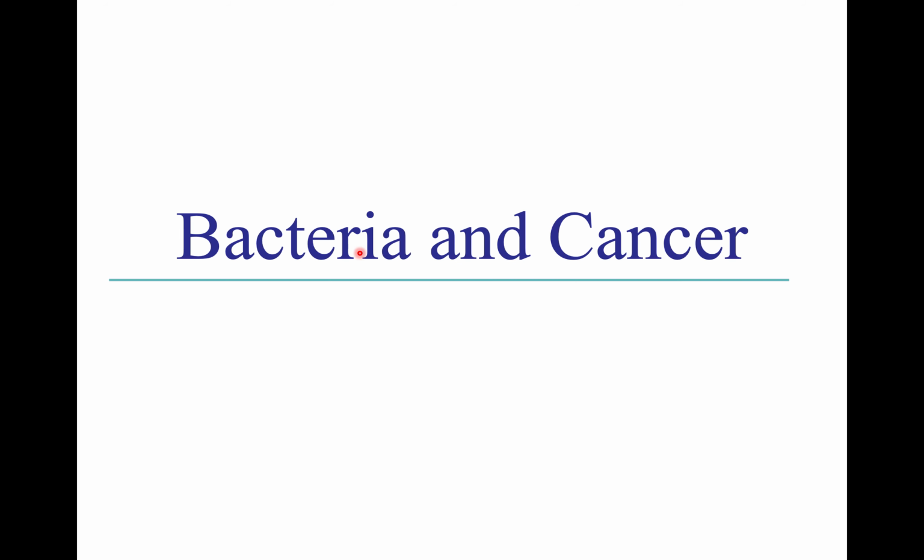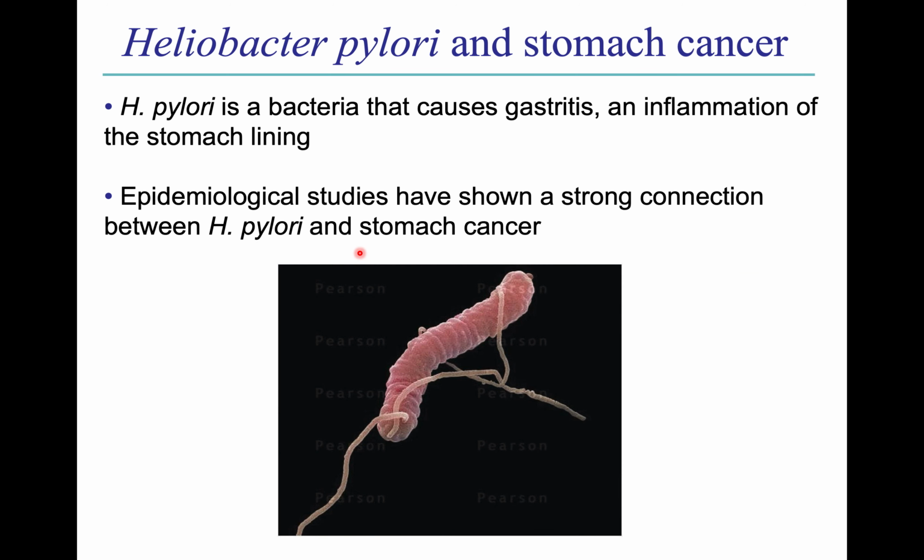Okay, so that's really the main list of viruses that are linked to cancer, and there is just really one key example of a bacteria that's linked to cancer, and that is H. pylori, which causes gastritis, inflammation of the stomach lining, and there's a very strong link between H. pylori infections and stomach cancer. So you can see the H. pylori bacterium.